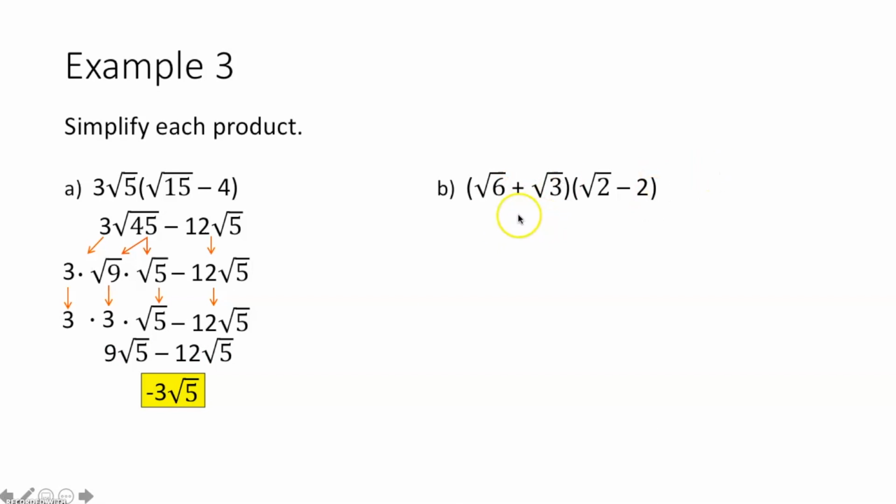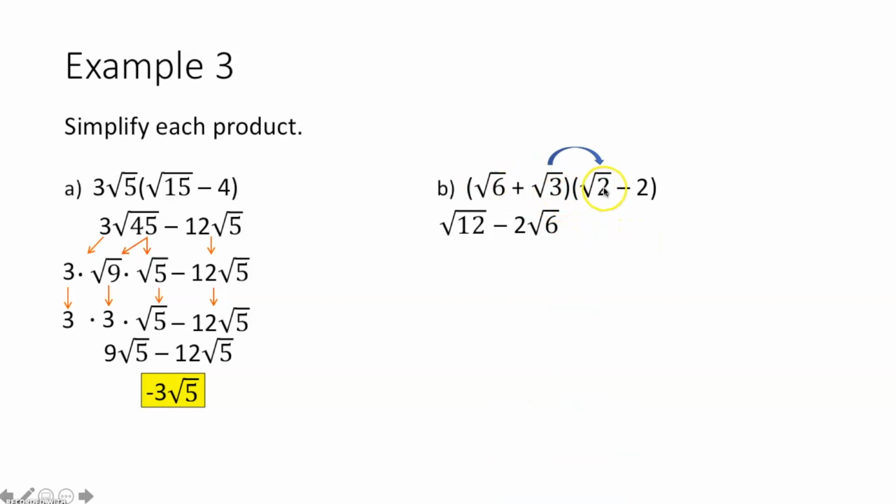For part B, we have this binomial times this binomial. And you remember, when we multiply binomials, what we have to do is FOIL this. So let's do it. We are going to multiply the rad 6 times the rad 2 first. So rad 6 times rad 2, multiply what's under the radical together, get rad 12. Then we multiply the rad 6 to the negative 2. Since this has a radical, this doesn't, we multiply this to the outside of that rad 6, and we get negative 2 rad 6.